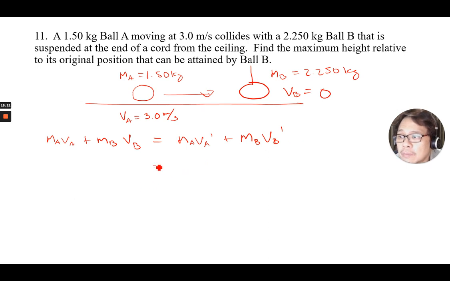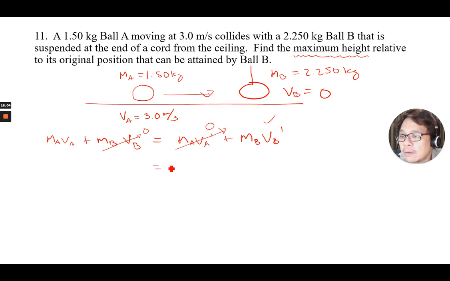So, there are two cases here. Initially, ball B is at rest, so this term will be 0. And then after they collided, all the momentum is transferred to ball B, so VA prime is at rest now. Ball A stops moving. Although the problem does not explicitly say that ball A stops, we know that you would be able to get the maximum height only when ball A stops after the collision. So what would be the maximum possible height for ball B? Here we can solve for VB prime.